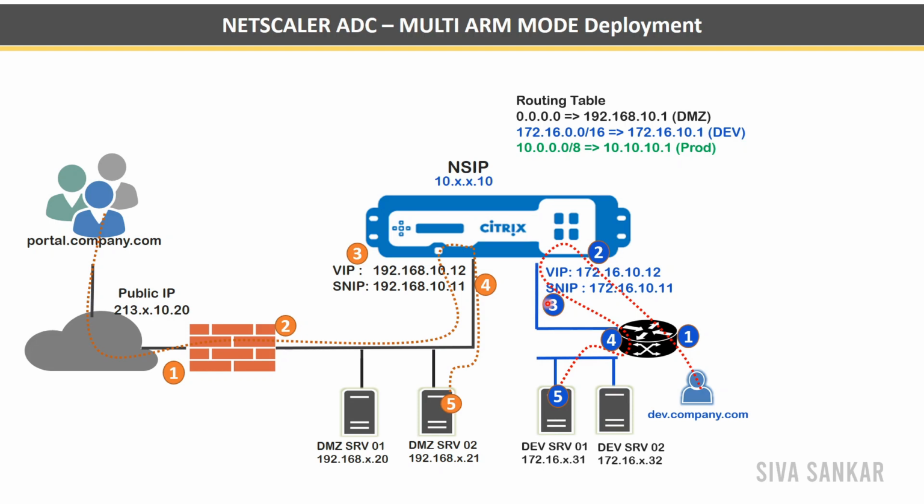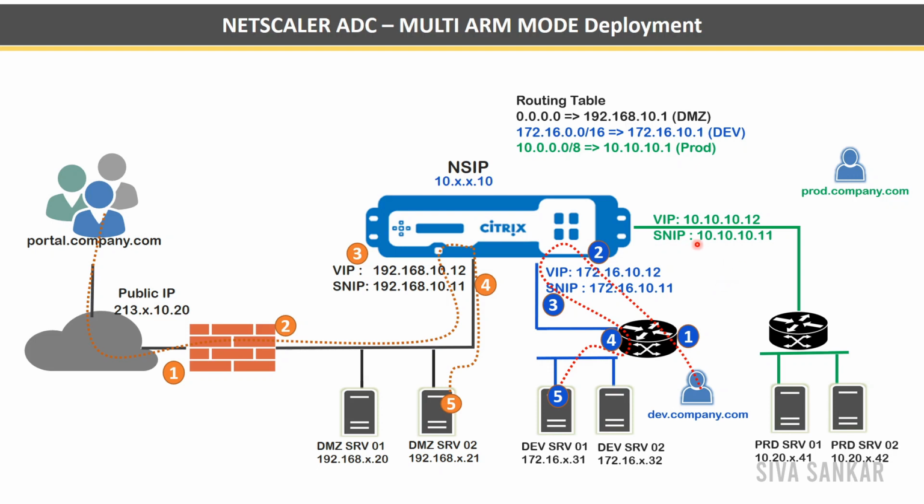It is not 2-arm mode. It is still 1-arm mode for us, right? Why? Our traffic flow is from virtual IP to subnet IP. They are in the same VLAN. Remember, see this thing, right? This is also 1-arm mode. So overall it is 1-arm mode.